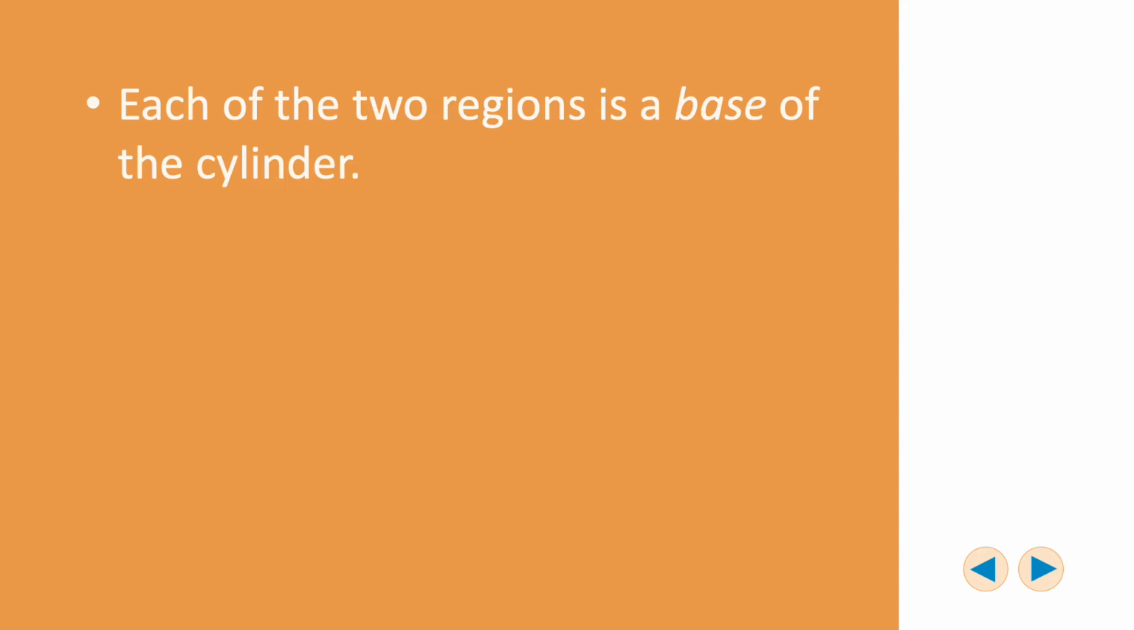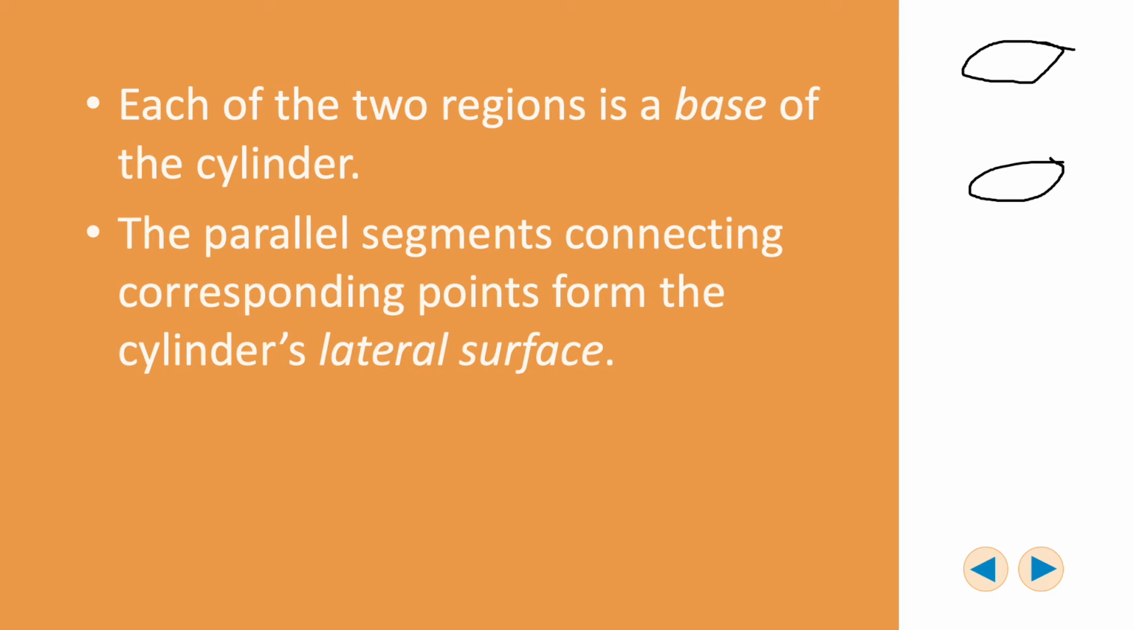Each of the two regions is called the base of the cylinder. So here are my bases. I'm going to try to draw that again. And the parallel segments that connect the two bases are called the lateral surface. So my lateral surface is basically the side. Ooh, that yellow's not going to show up very well. I apologize. Sorry.